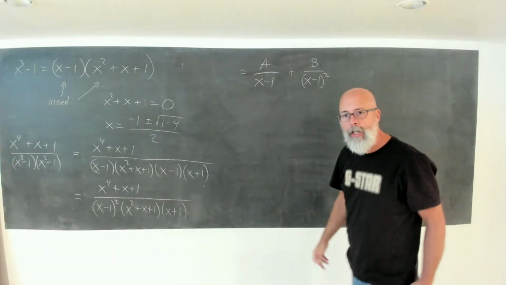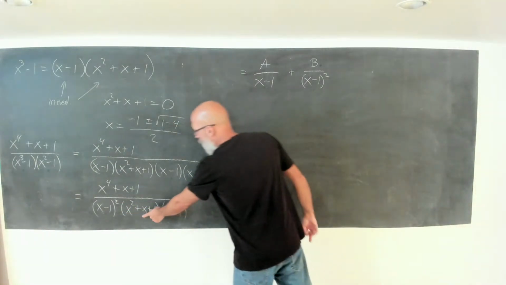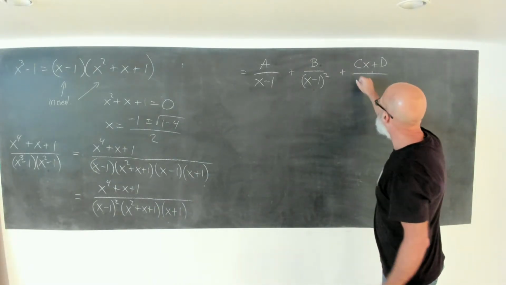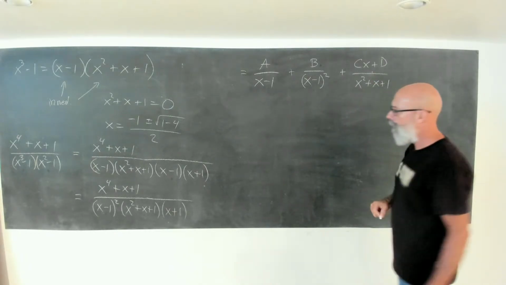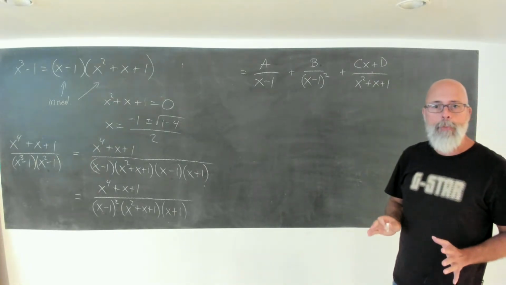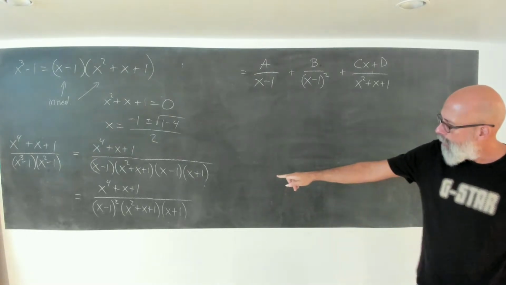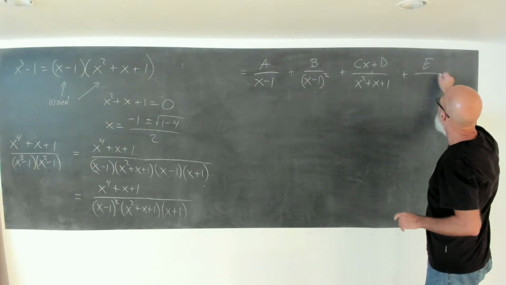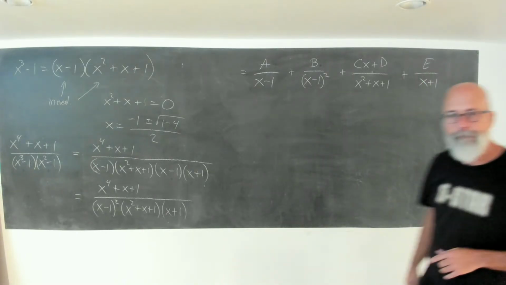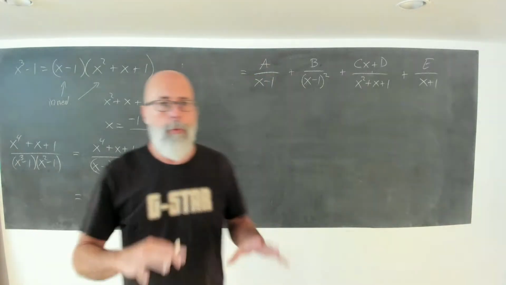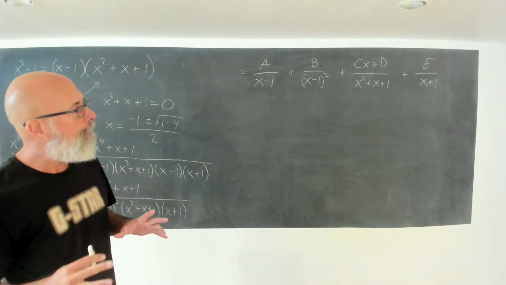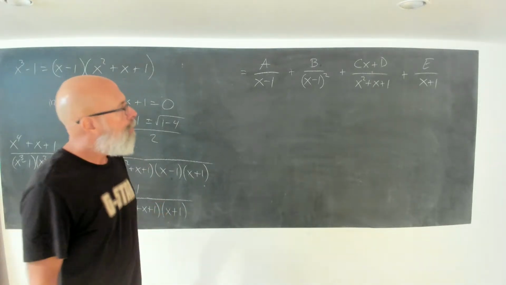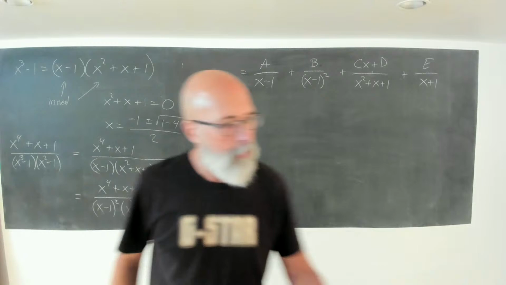You move on to the next irreducible polynomial, which is a polynomial of degree 2. So cx plus d, and it was just power 1, so we've already exhausted the power. Move on to the next polynomial, which is a polynomial of degree 1, so e over x plus 1. Again, you would put everything back over a common denominator, equate the numerators, and solve for a, b, c, d, e. Seems like a lot of work here. Let's not do that.